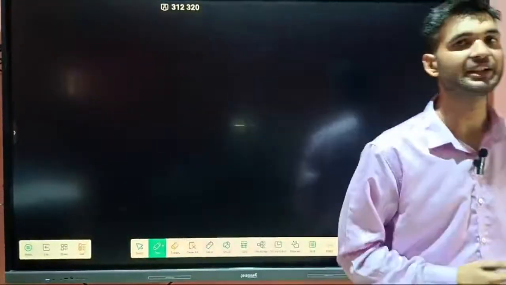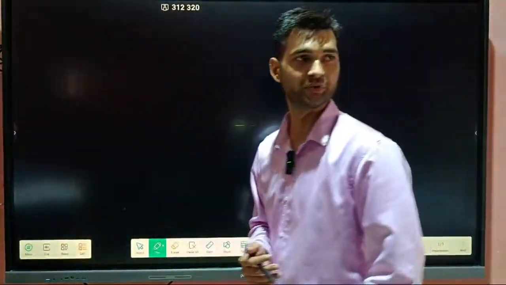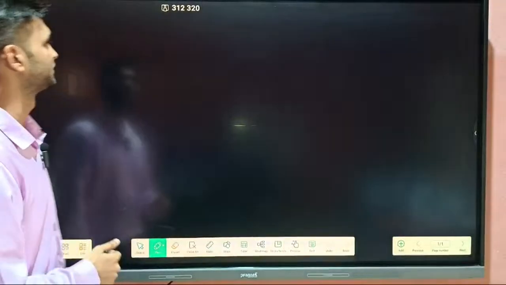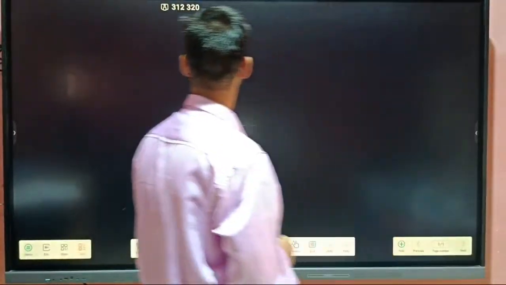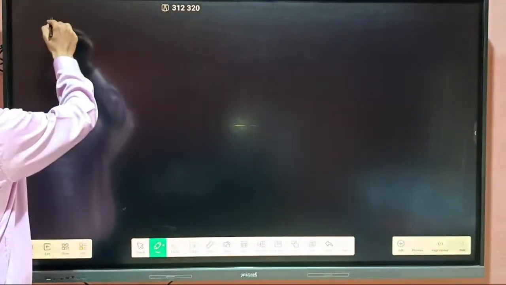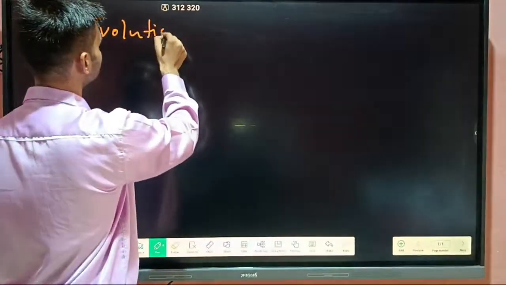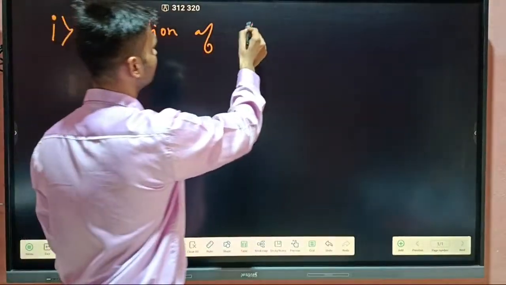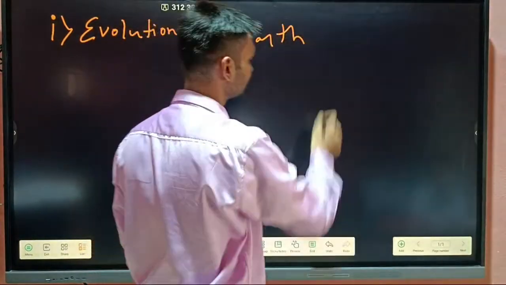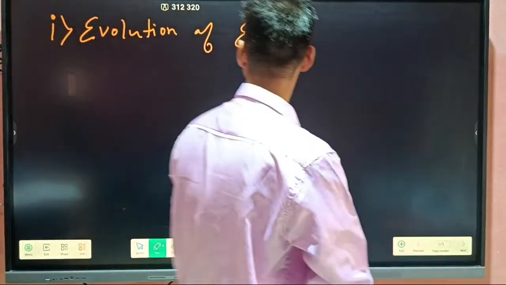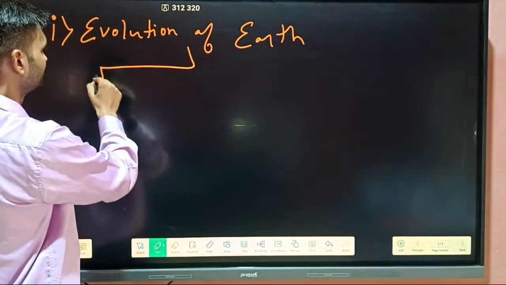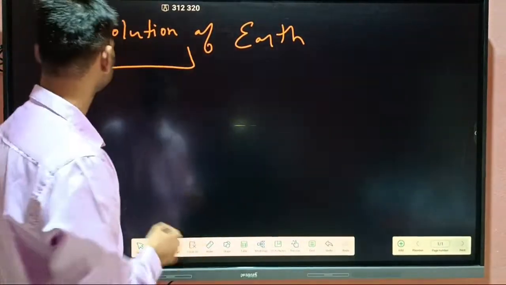In the lecture in which we discussed the evolution of the universe, galaxies, and solar system, only two topics were left in that video. One was the origin and evolution of Earth. It has two parts. One is the evolution of the lithosphere.